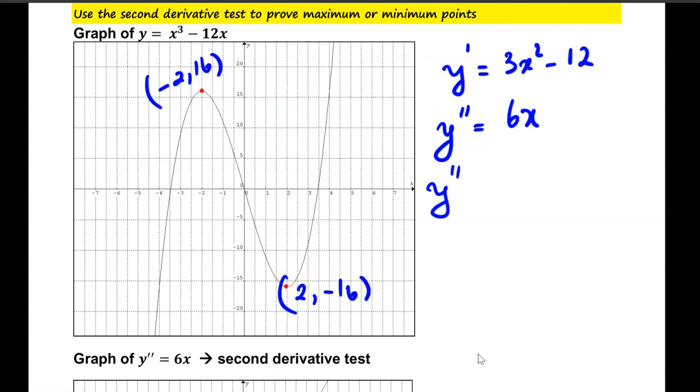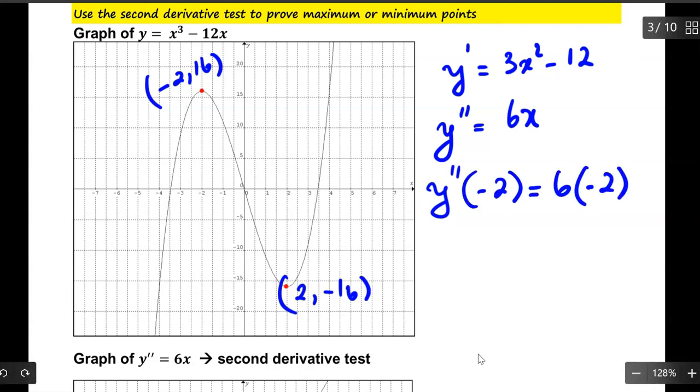Substitute the value of x equal to negative 2 in here. Okay, so if I put in x equal to negative 2, I should have 6 times negative 2, which will be equal to negative 12, which is less than 0, right? So y double prime at negative 2 is less than 0, okay?